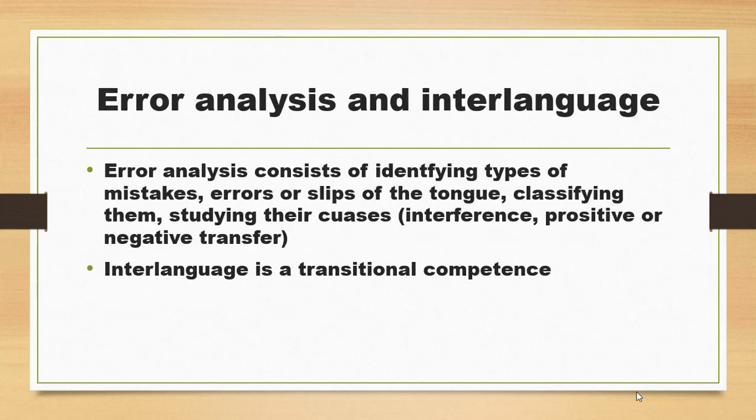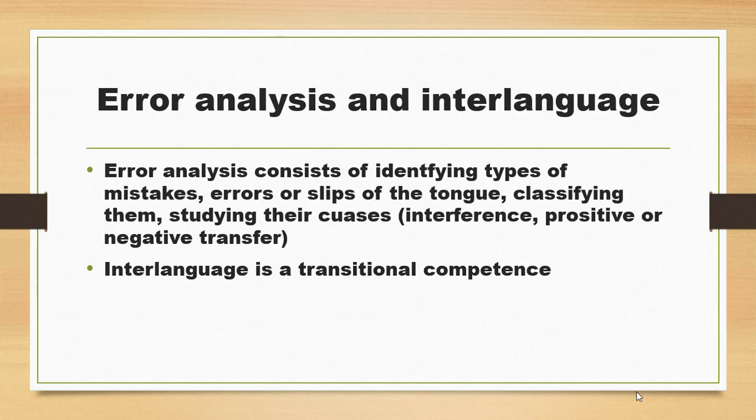Then we have error analysis and interlanguage. Error analysis was developed by Corder, interlanguage by Selinker, among others. So here, error analysis, in fact, is used in identifying types of mistakes, errors, and slips of the tongue in learning a language. It consists of classifying them, studying their causes, whether they are caused by interference of the mother tongue, or this negative transfer, and it also can be caused by positive transfer. In this case, they may not be considered errors.